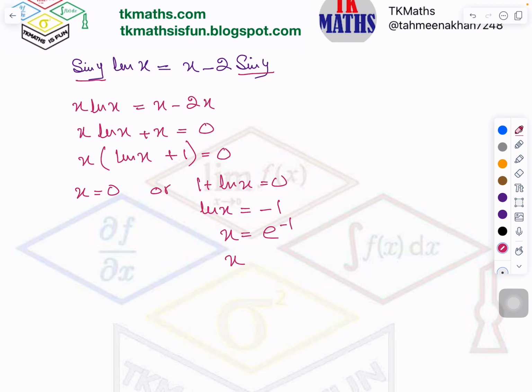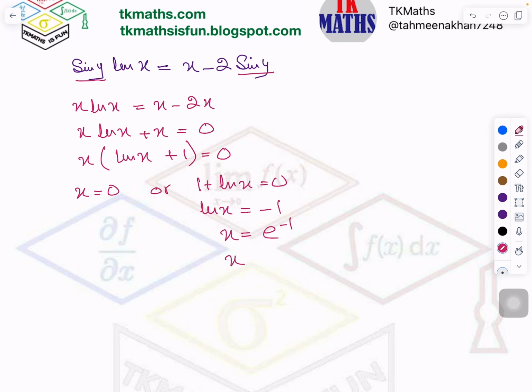Right? And why will you not take the other value? Any idea? Can you tell me why it is not possible? Because in the original function, ln is defined for positive values. So if x is 0, then the function will not be defined. So that's why we will ignore that situation. So you got the x coordinate in exact form. Fine. Now I'm going back.